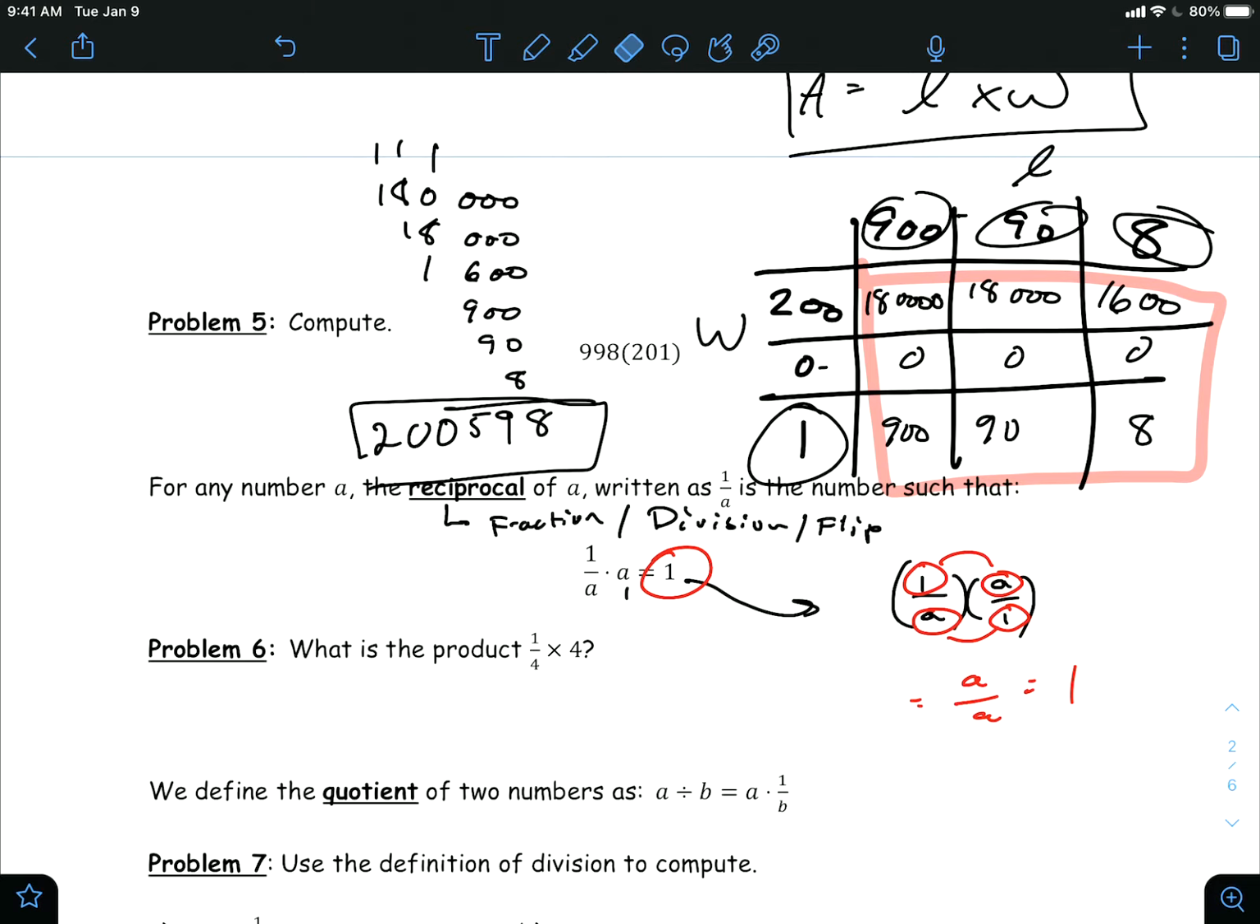Okay, so what's the product of 1/4 times 4 as a result? Yes? 1. It's just 1, right? Because if I go 1 over 4 times 4 over 1, I'm going to get 4 over 4, which is equal to 1. It's top times top, bottom times bottom.